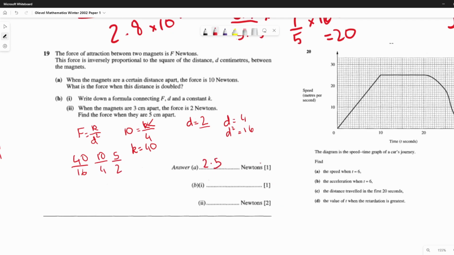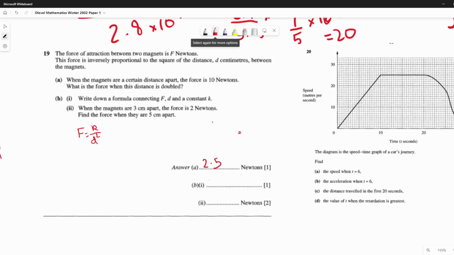So let me just write that as 2.5, and I'm just going to show you guys how this would work if we take in a different value of D as well. So let's just get rid of all of this, so we only have our relationship. Now let's say we take a value of D equal to 1. In this case, 1 squared is 1. So K would have just equaled 10, because we'd multiply both sides by 1.